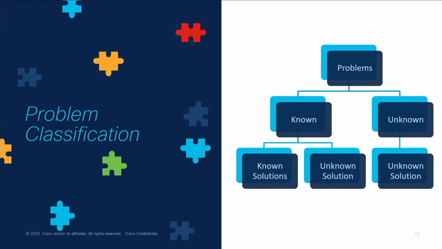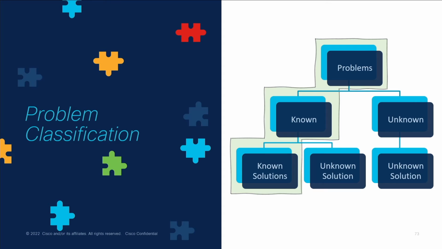So before getting into the actual solution, problems can be classified into two types, right? The problems that are known and problems that are unknown. Within known problems, it can have a known solution. We have seen that problem earlier, and we already know the solution for that. And there are problems which we faced, but we haven't got any solution till today. So we are still working with the vendors or BUs to understand what exactly it is. We are still doing our root cause analysis and all of that, right?